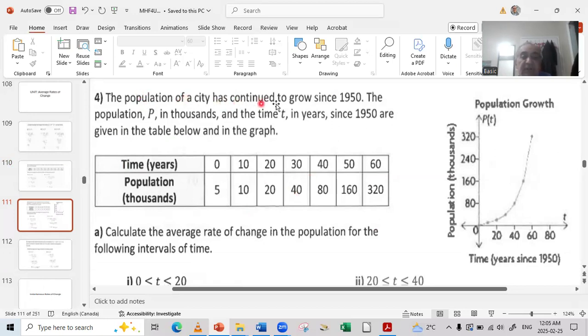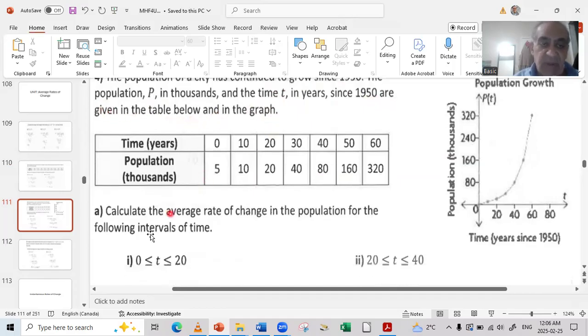The population of a city has continued to grow since 1950. The population P in thousands is 5,000, 10,000, 20,000, 40,000, 80,000, 120,000, 320,000. The population in thousands and the time T, the time in years since 1950, are given in the table below and in the graph. And what I want here is the rate of change. The rate of change is the difference between the amounts and the difference between the times or the years.